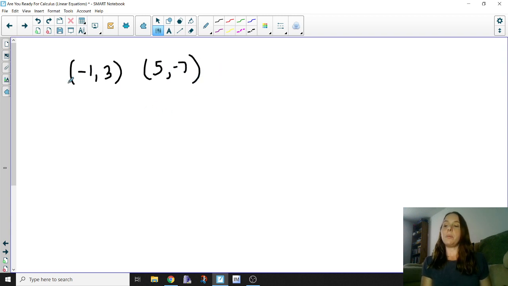Okay, and I want us to find the slope between those 2 points and then write the equation of the line that goes through those 2 points in point slope form. Okay, so let me just give you point slope form first so that we can sort of see what our end goal should look like.